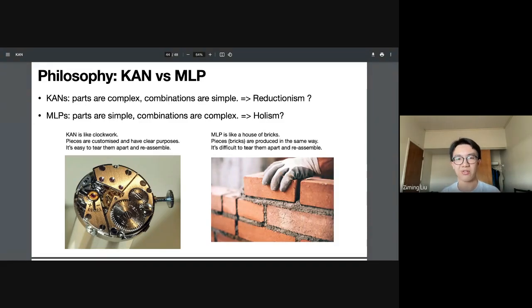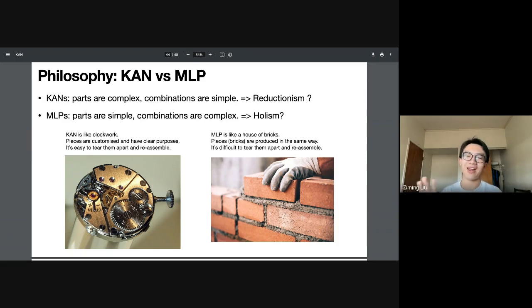But the complexity of MLPs comes from the complexity of the connecting patterns, although the individual objects, those bricks, are themselves simple. So in this regard, KANs are more aligned.